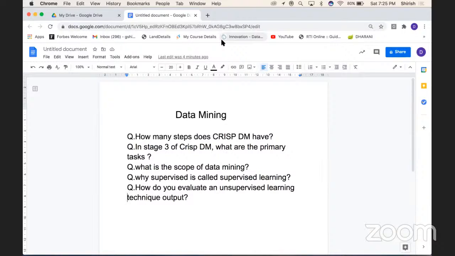So unsupervised techniques are your recommendation engine, association rules, PCA, clustering. All these come under unsupervised techniques.